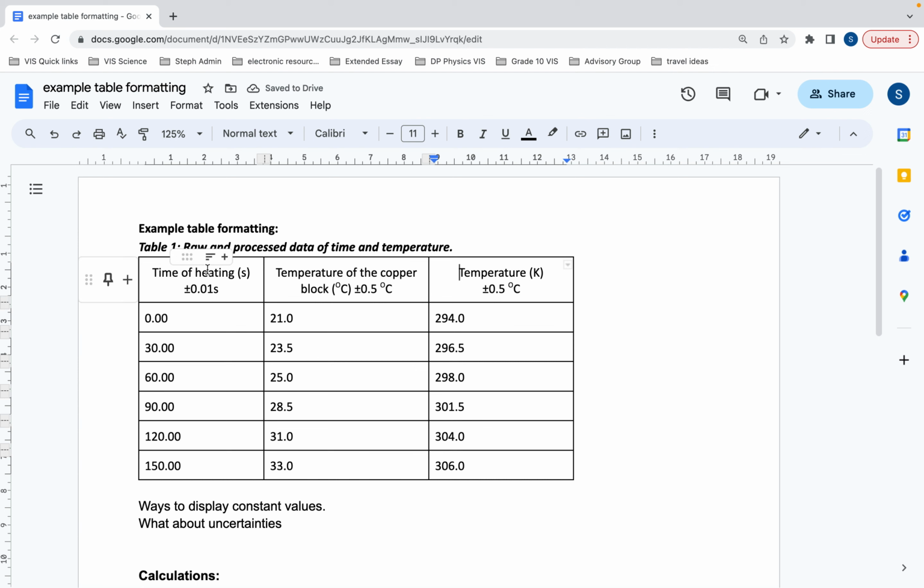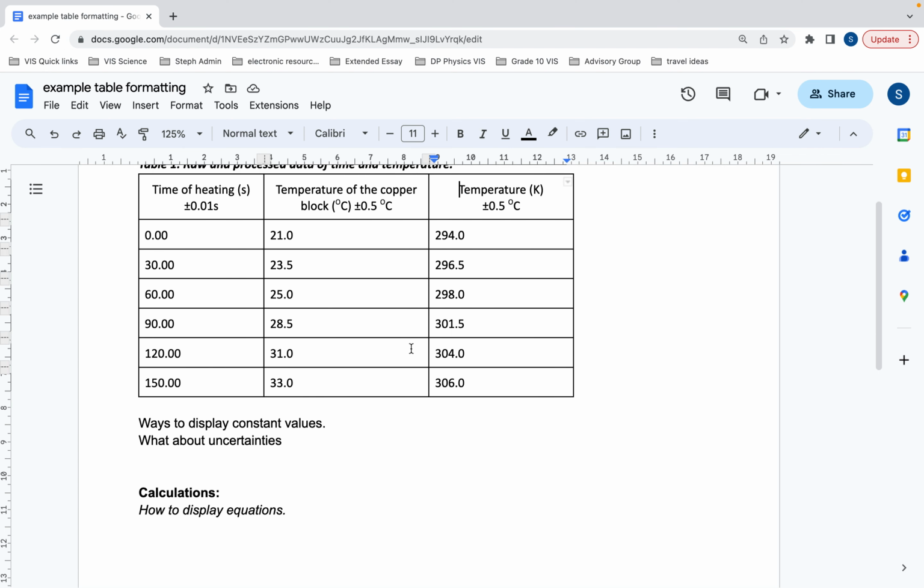So always make sure you've got a clear heading, your unit, your uncertainty, and you've checked that the precision of your data matches the rest of the column and also matches your uncertainty on the top. They don't have to match everything else. So for example, the time was 2 decimal places. This was only 1 decimal place. That doesn't matter, but all of these being to 1 decimal place does matter. Okay, so that's one little thing that we do here.